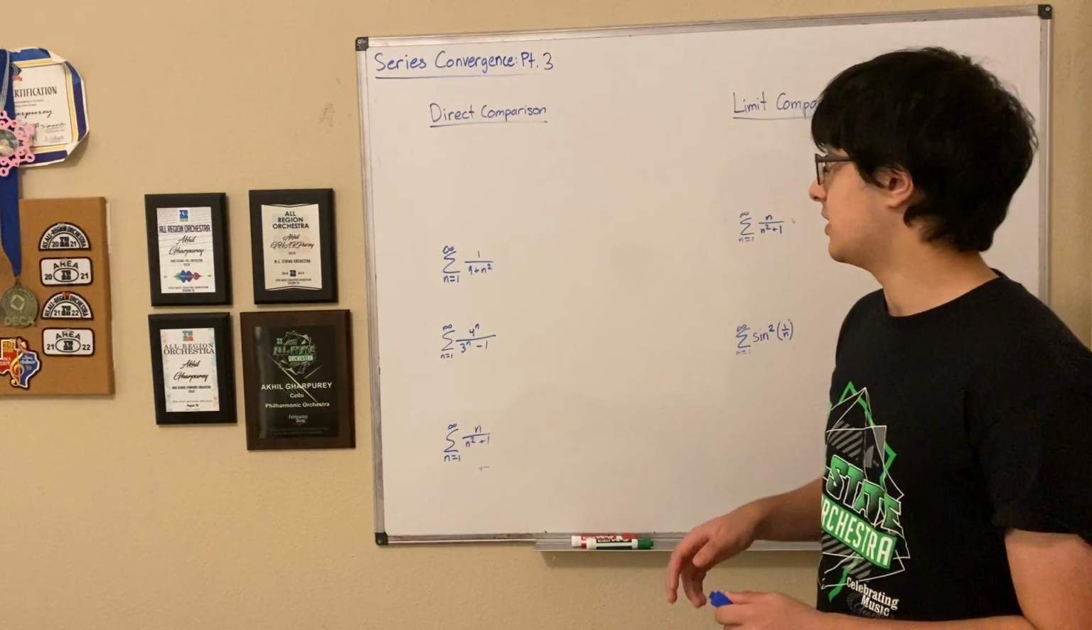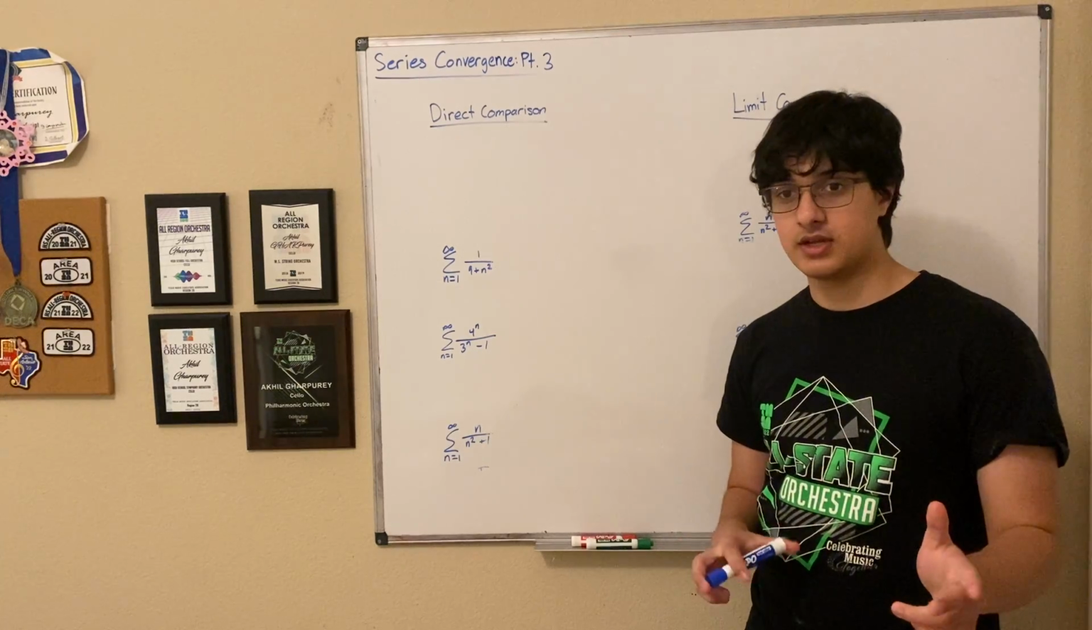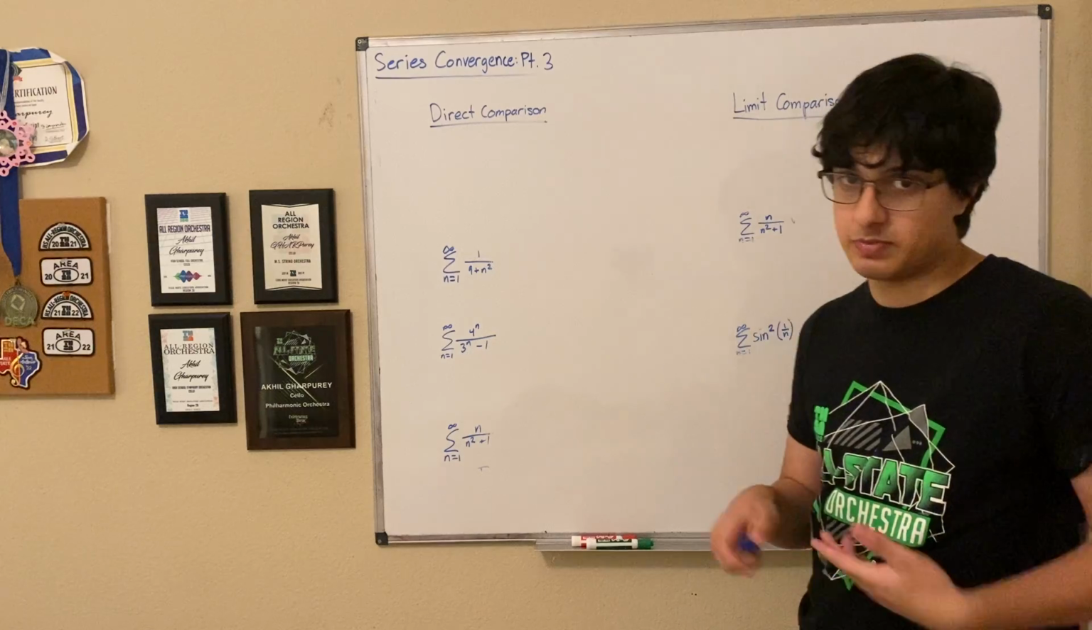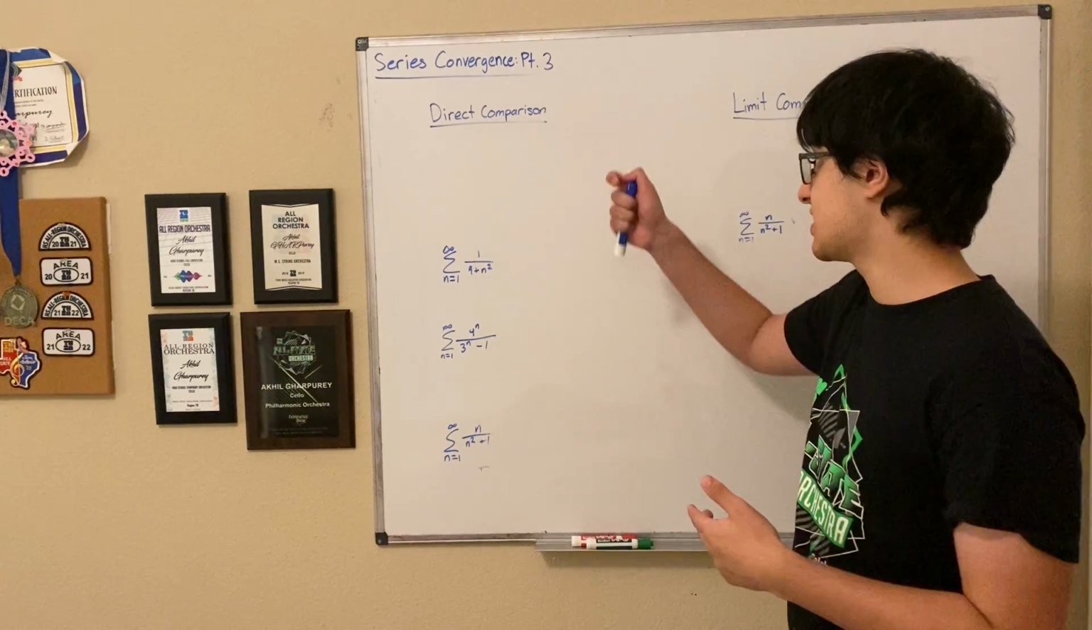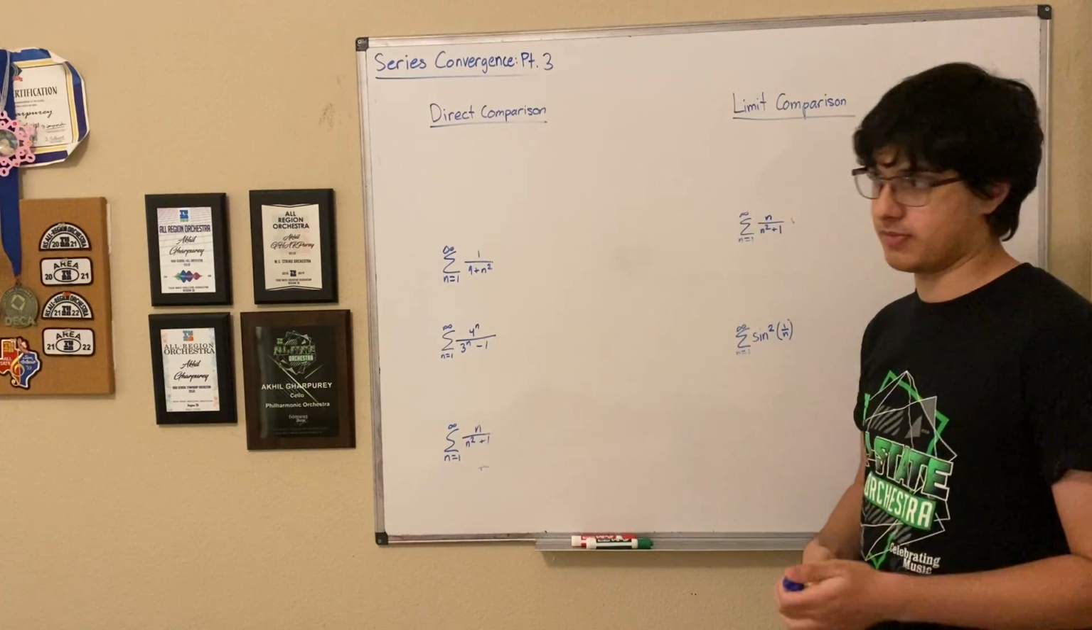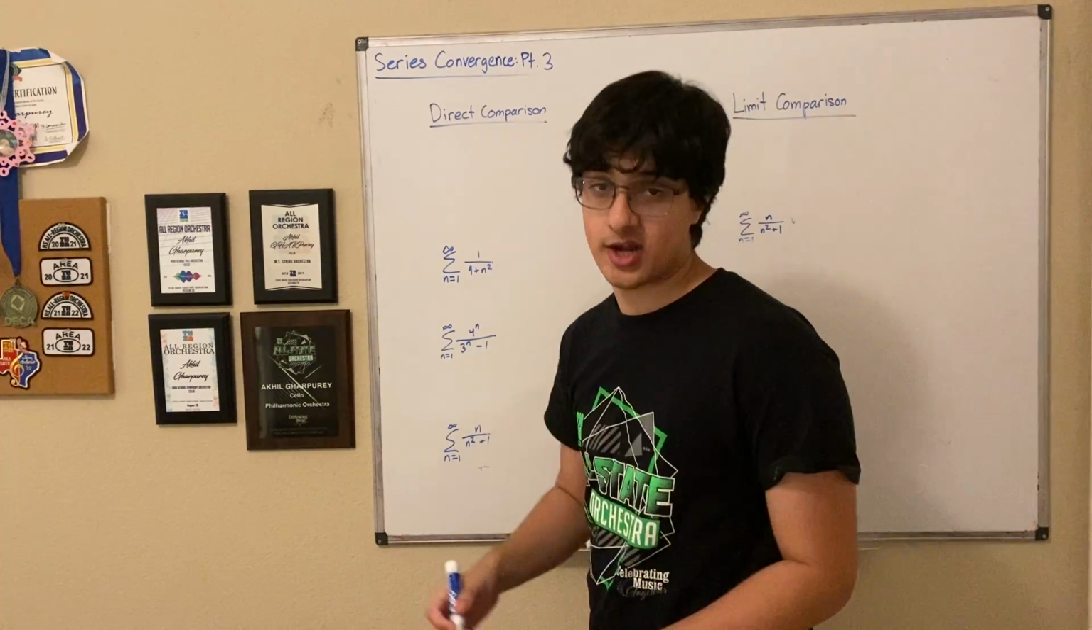If we go ahead and use a comparison, then we can pretty much tell if this series will converge or diverge, just based on comparing it to another series. So that's how it works. We have two comparison tests here, the direct comparison and the limit comparison. So let's go ahead and get started with the direct comparison.